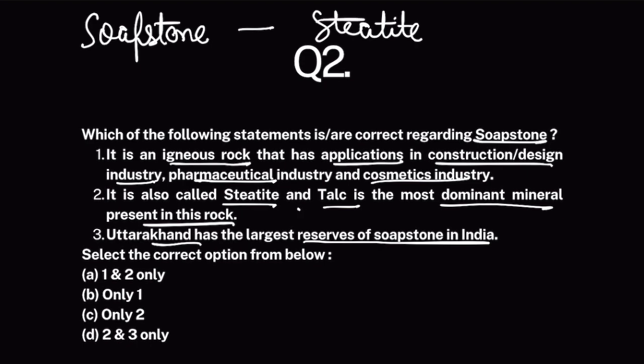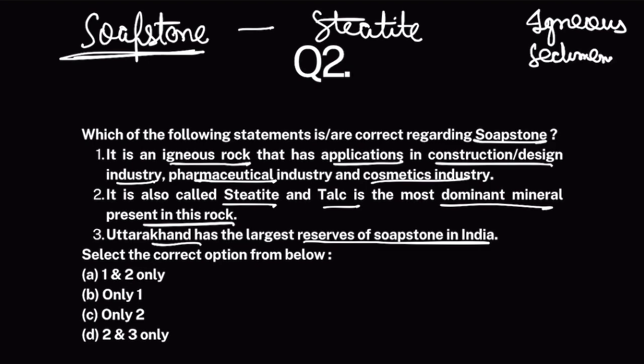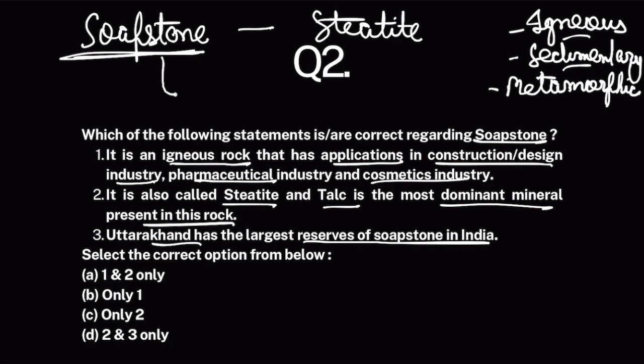Now, there are three types of rocks: igneous rocks, which are made up of solidified molten lava material, solidified magma. Then there are sedimentary rocks, which are made up of sediments brought down by rivers. And then there are metamorphic rocks. These metamorphic rocks are formed when we put either sedimentary or igneous rocks under high pressure and high temperature for long periods of time. Clear? So there are these three types of rocks. Now, soapstone is a metamorphic rock.